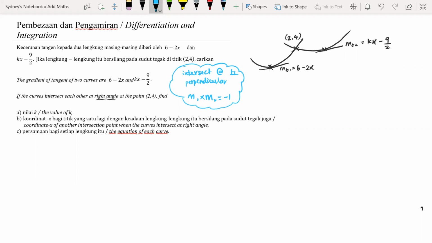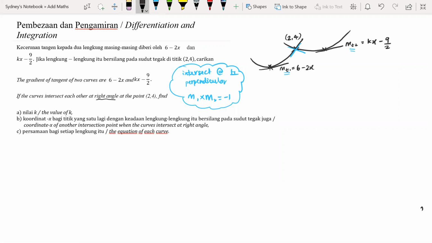Now, when the question says the curves intersect perpendicularly at (2, 4), how do we measure the right angle? We measure based on the tangent, isn't it? And since this is a tangent function, at any point this gradient of tangent applies. Therefore, we shall use MT1 times MT2 and equate it to -1.